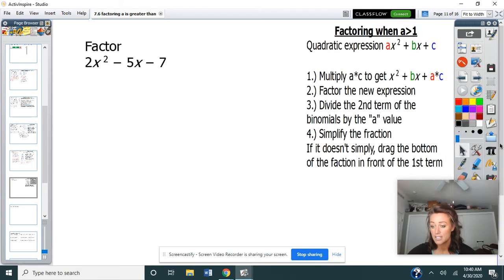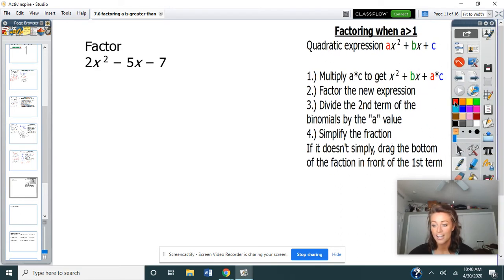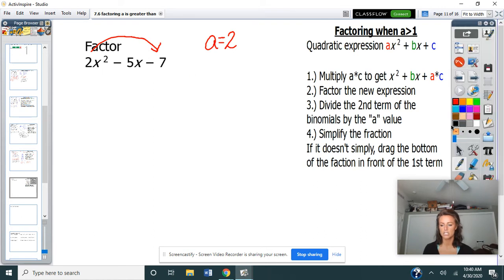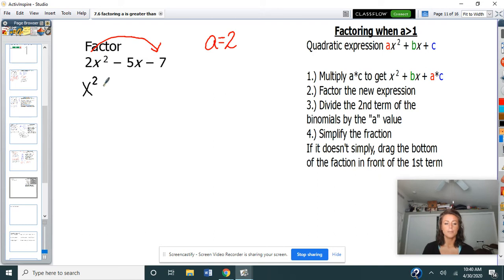It's a quadratic expression. Our a value is what's in front of the x squared. So our a value here is 2. And since it's greater than 1, we're going to follow these steps. So the first step is to multiply the a times c. So we're going to multiply that to get the new expression with just x squared in front. So we're going to get x squared minus 5x. And we're multiplying 2 times negative 7, which is negative 14.